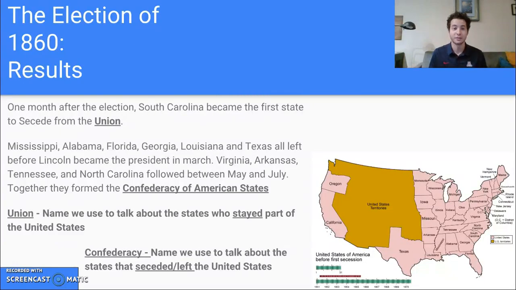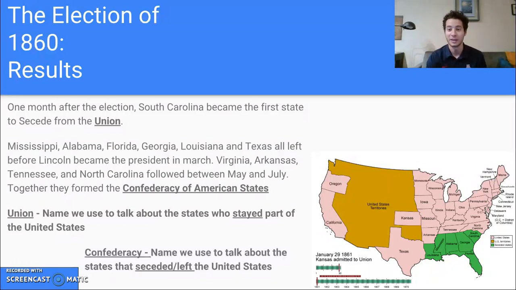So, after the election of 1860, the Southern states saw a Republican president, a Republican who didn't want slavery to keep on expanding. They decided, now is the time we have to jump ship. We have to protect this institution that is the base of our entire livelihoods.